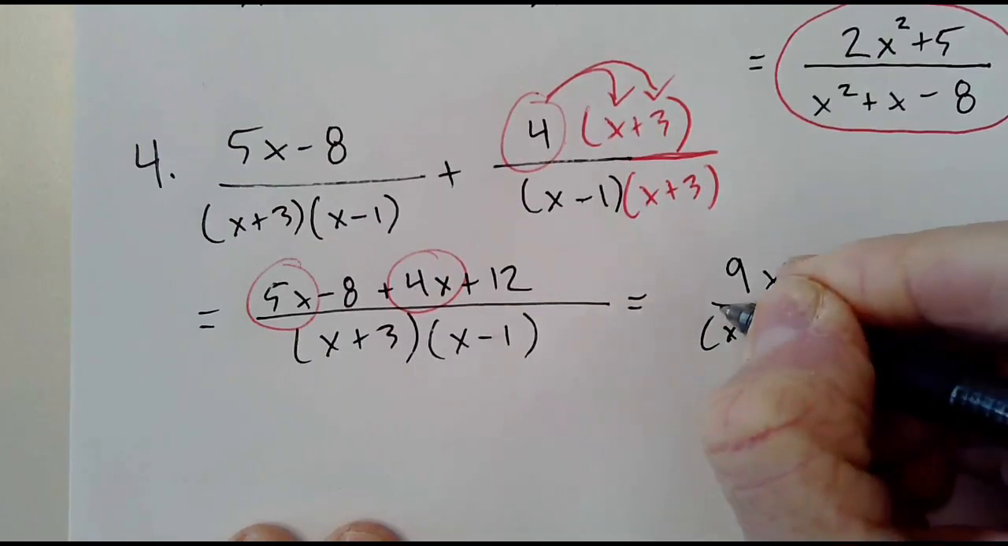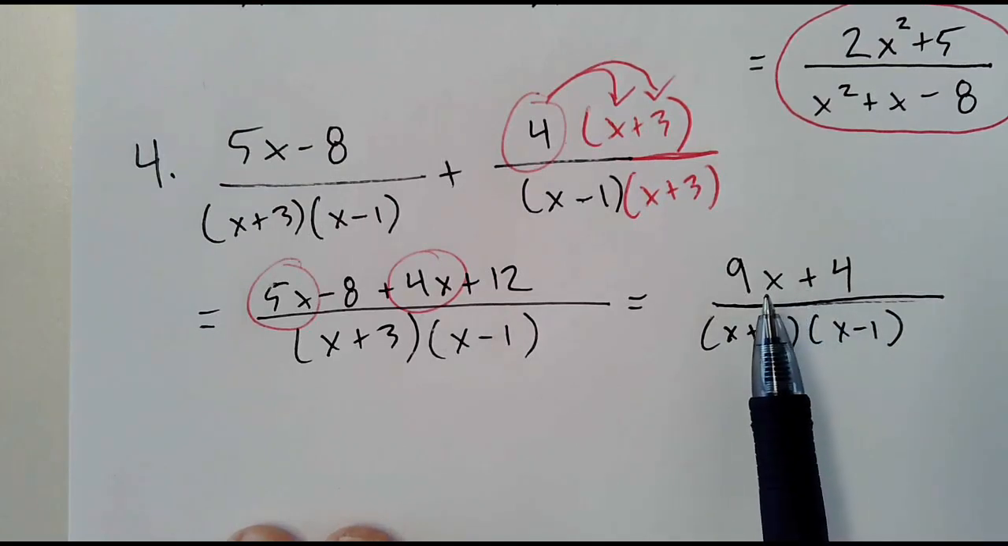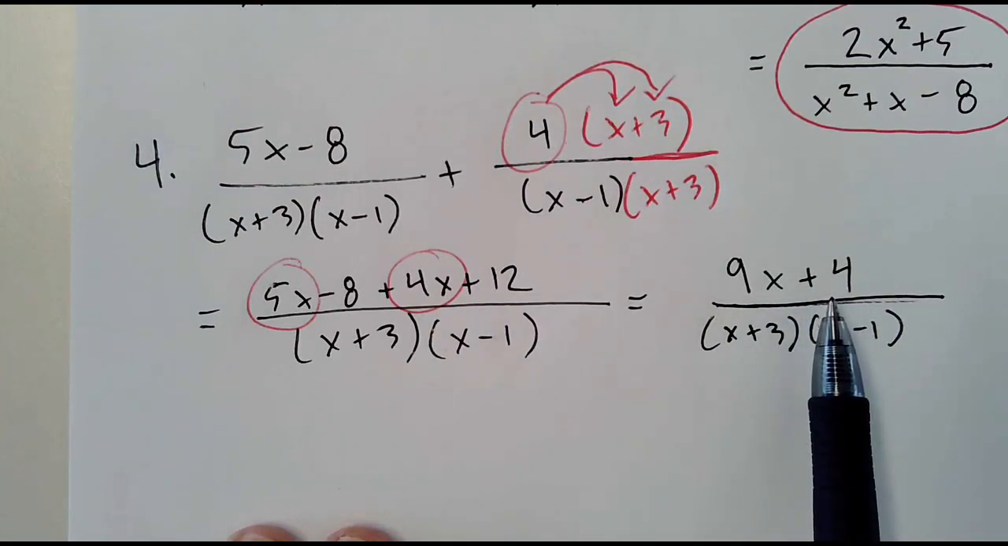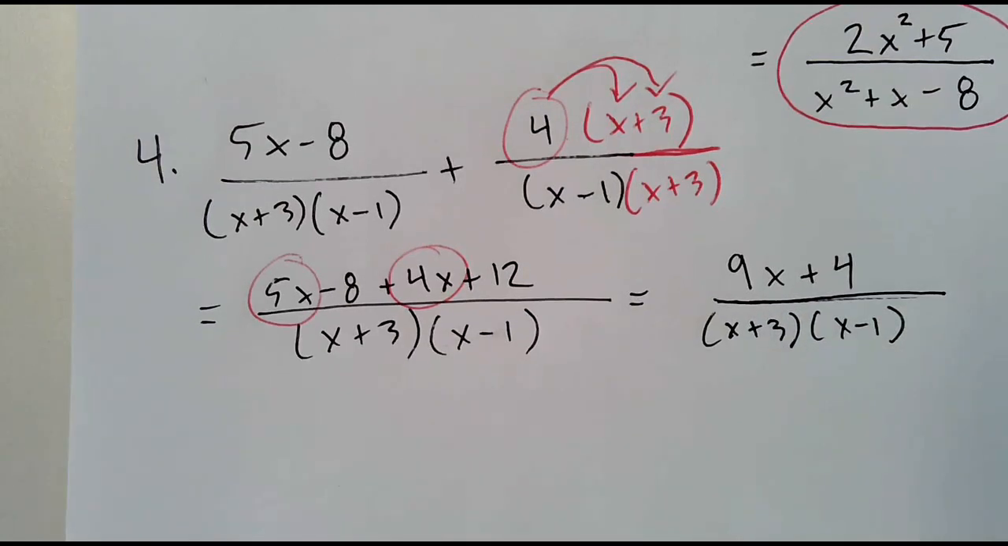And does the top factor? 9x plus 4. Can we factor out a common factor between 9 and 4? No. No. So we can't factor the top. We can't factor the bottom. It's already factored. So we're done.